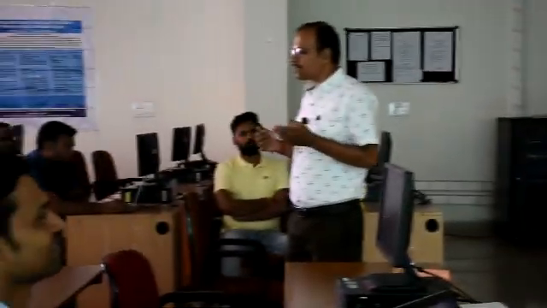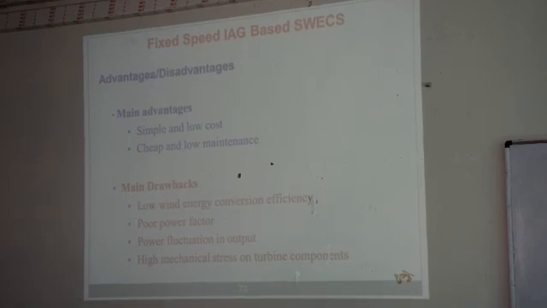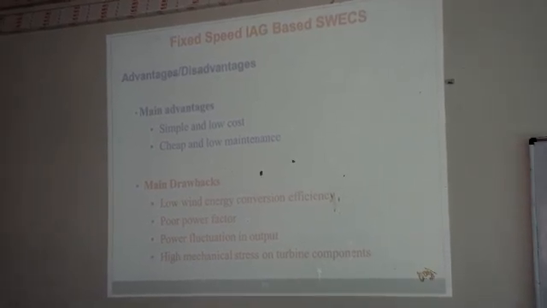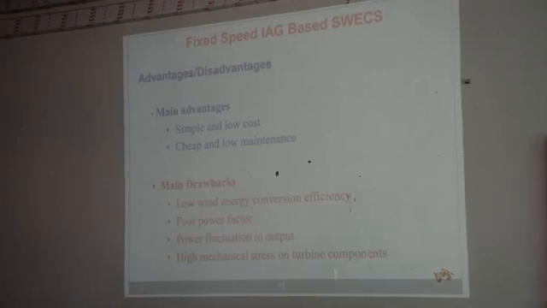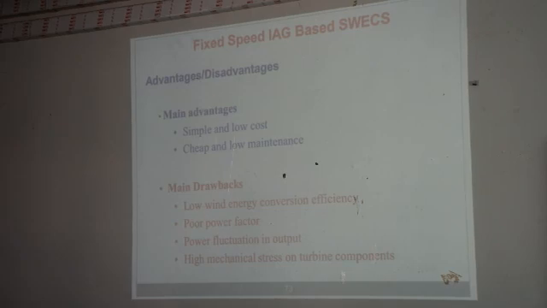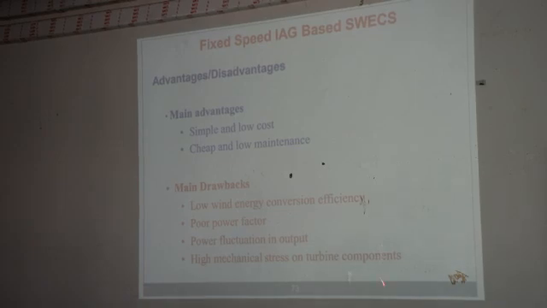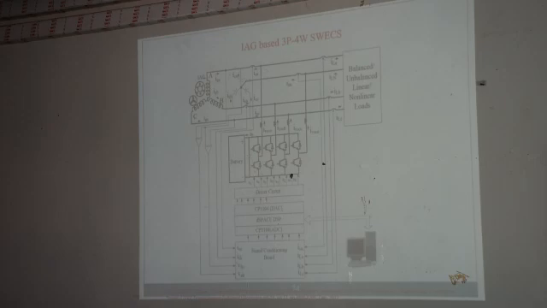It is not possible in this discussion that we will explore all the cases, so I am just presenting you some limited cases. So this is one case, fixed speed IAG based standalone wind energy conversion. It was my PhD work. I explored this during the period of 2009 to 11. Here the advantages are simple, low cost, cheap and low maintenance. But the limitations are low wind energy conversion, poor power factor, power fluctuation in output, and high mechanical stress on turbine components. This was the work published in IEEE Transactions on Industrial Electronics in 2010.